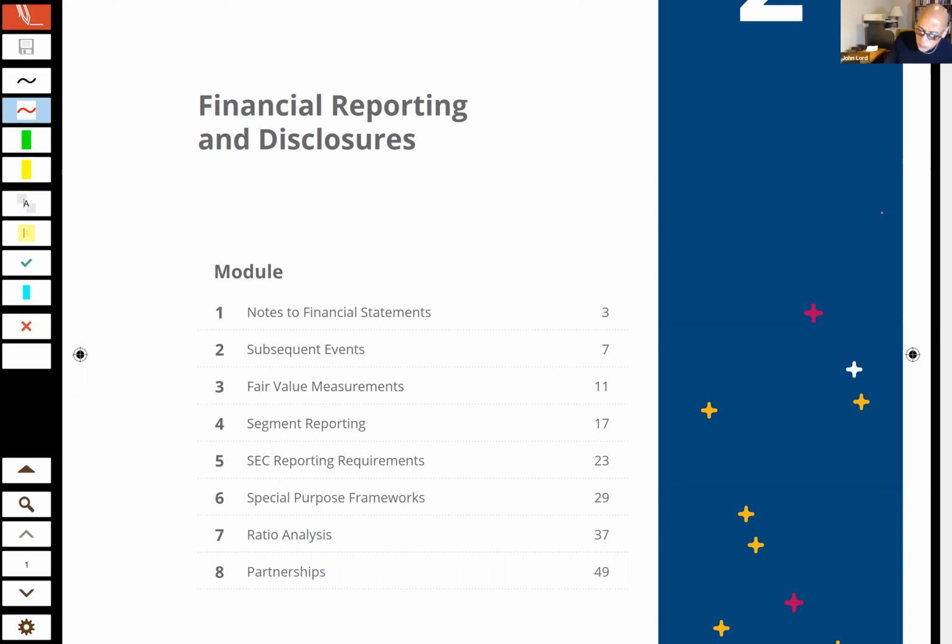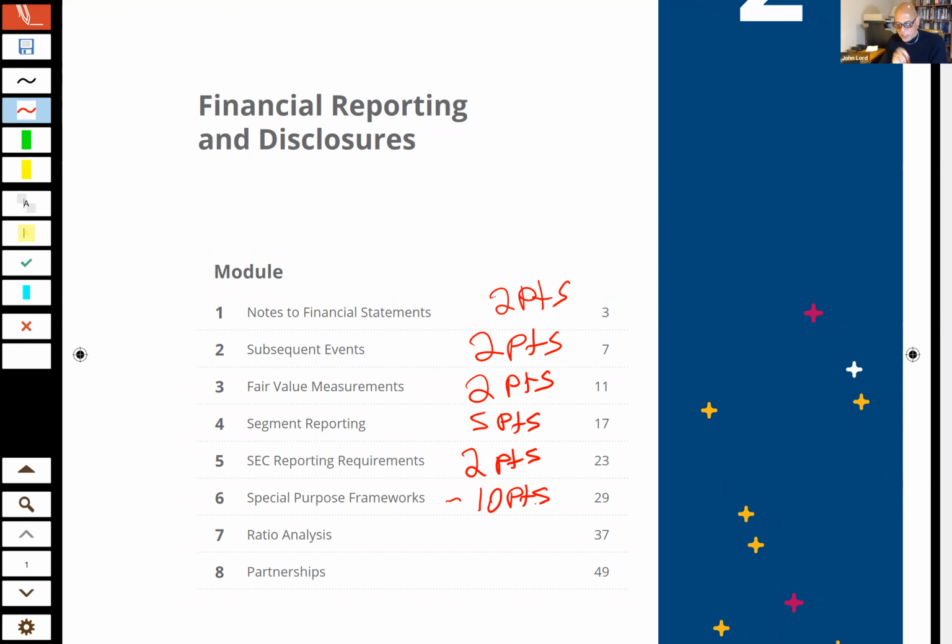Okay, so notes to financial statements, 2 points. Subsequent events, 2 points. Fair value measurement, 2 points. Segment reporting, maybe they would go as high as 5 points there. SEC reporting, 2 points. Special purpose framework, 10 points. This is the big area that we won't get to tonight. We'll get to this next time.